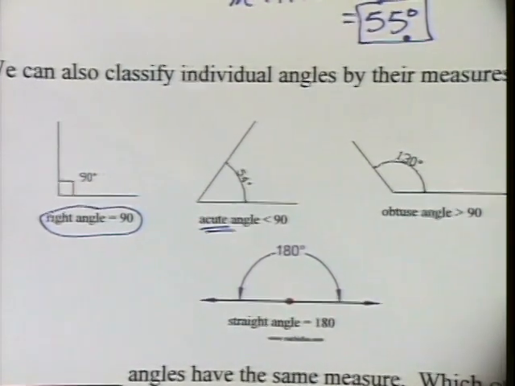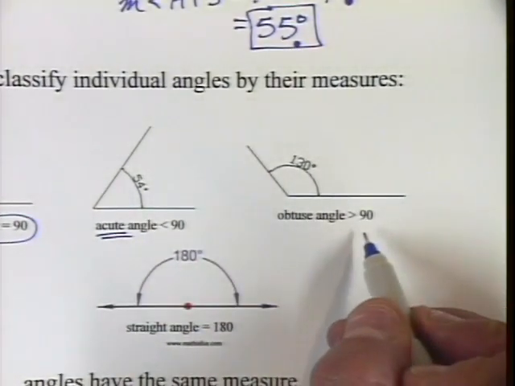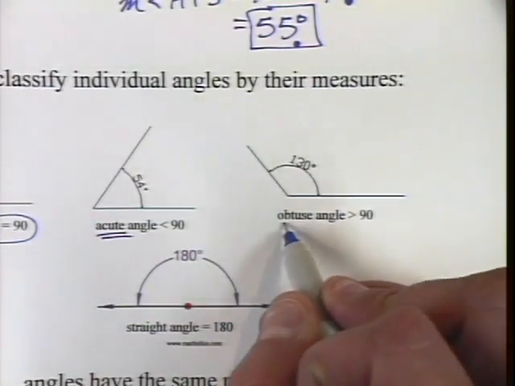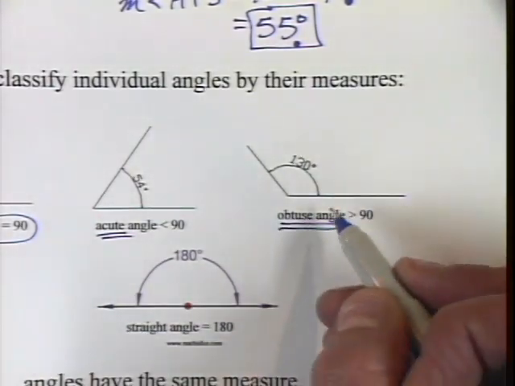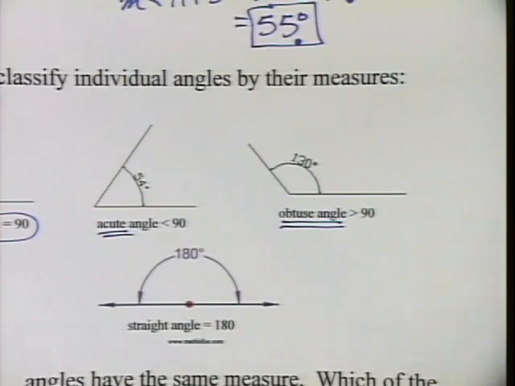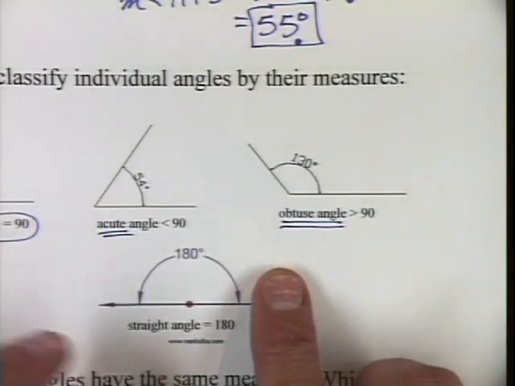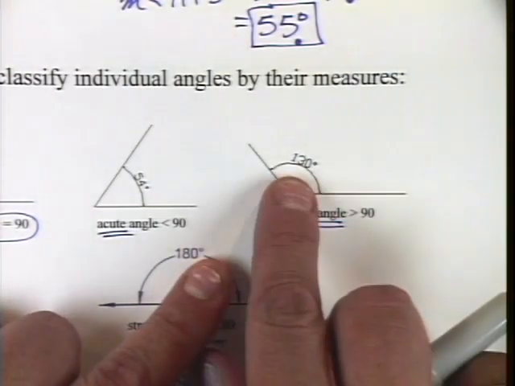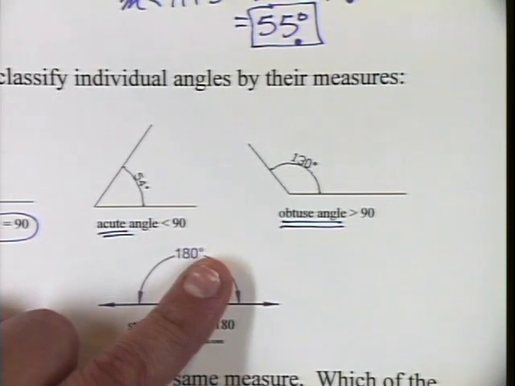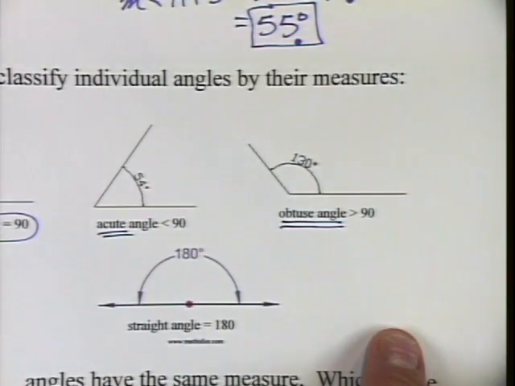Okay? Now, if we look at an angle that is larger than 90 degrees, beyond a right angle, we call those obtuse angles. Okay? So anything greater than 90, but less than 180, we're going to say, is going to be an obtuse angle. So, for example, 130 degrees, 150 degrees, 91 degrees. Okay? Anything greater than 90.